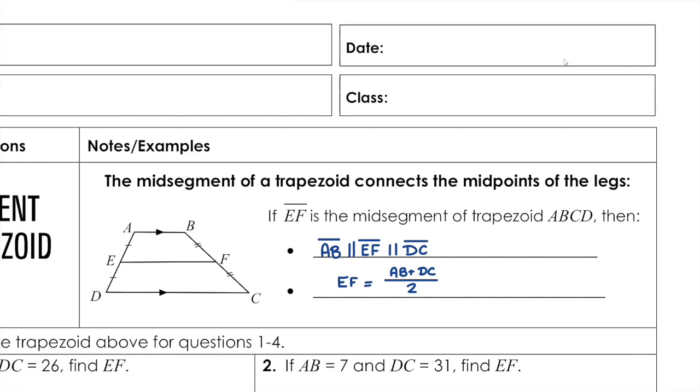Well, for this one, we've got to deal with two bases. So instead of just being half the length of the third parallel side, it's going to be half the length of the sum of our two bases. So our midsegment's EF, which means it's parallel to both bases, AB and DC, and its length is equal to half the sum of AB and DC.